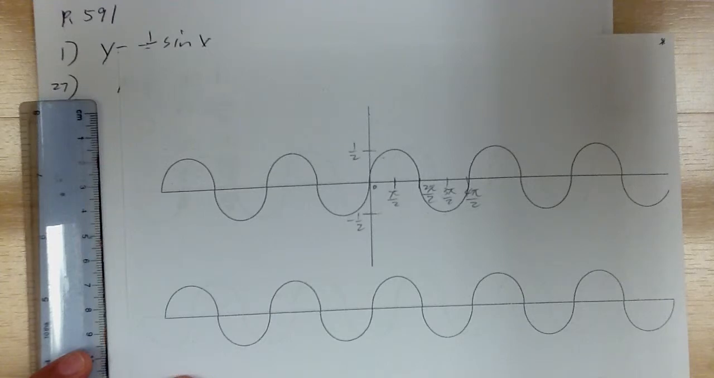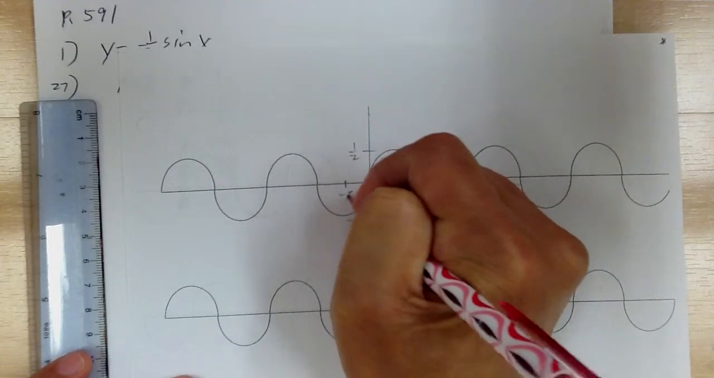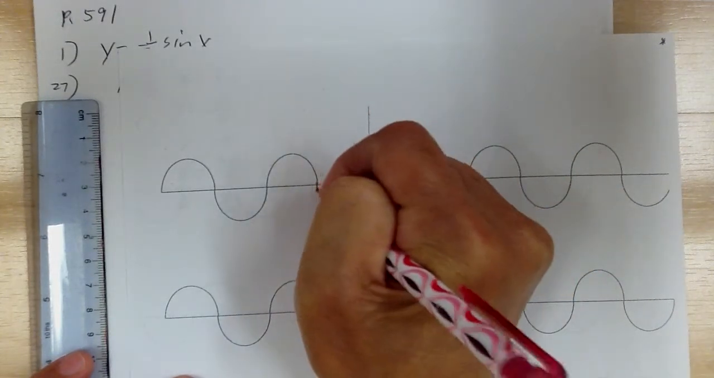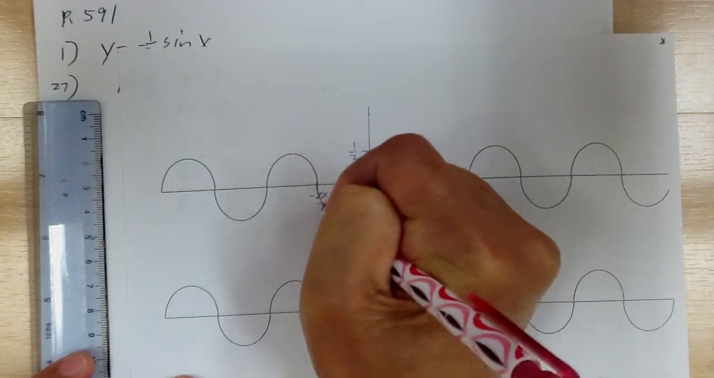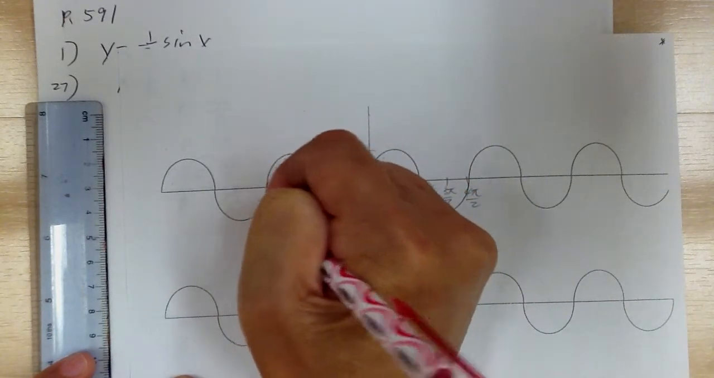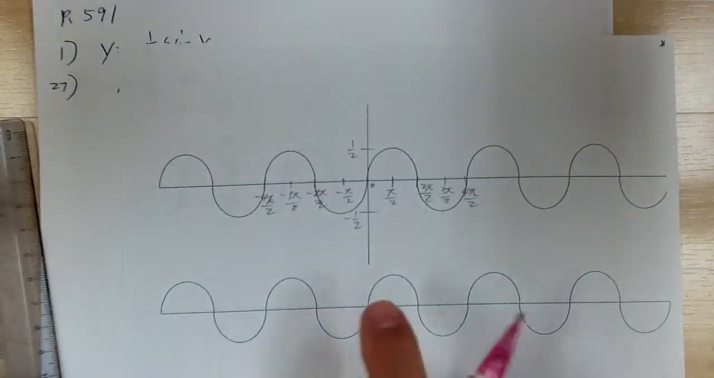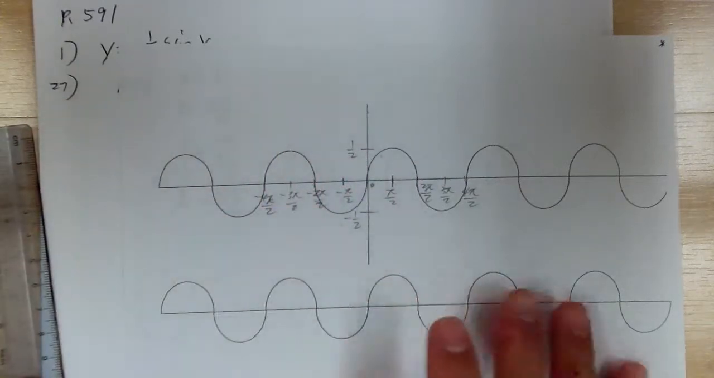Okay, the graph wants you to do at least 2 periods. So let's do one period this way, and let's do the period this way. So it'd be negative pi over 2, negative 2 pi over 2, negative 3 pi over 2, negative 4 pi over 2. Okay, so that would be for number 1 and 27.